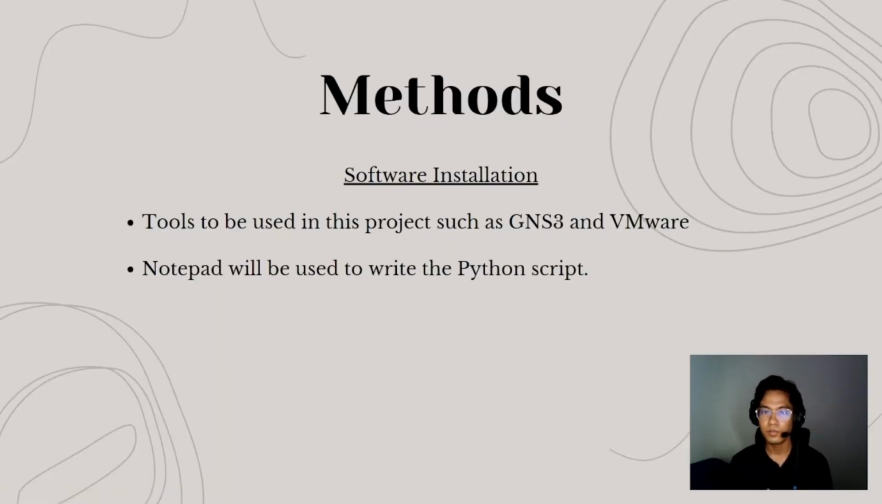There are 4 methods for this project. The first method is software installation. There are two tools to be used in this project, which are GNS3 and VMware. These tools are downloaded and installed on your laptop to be used to simulate this project. Notepad is also already pre-installed and will be used to write the Python script.